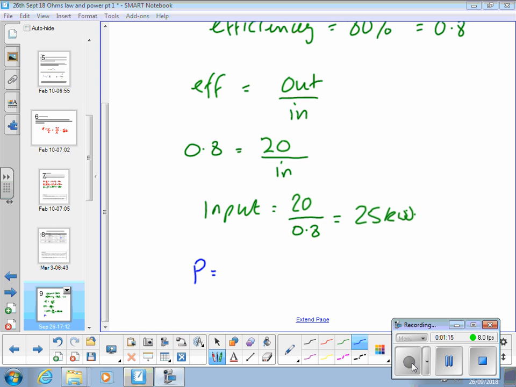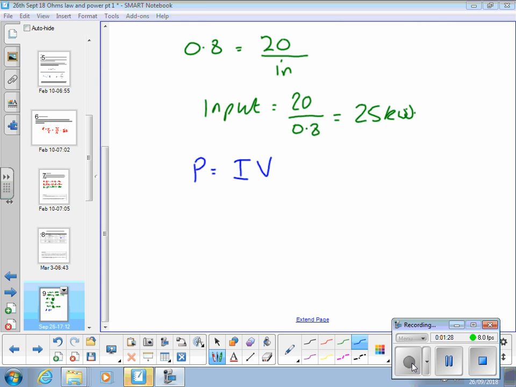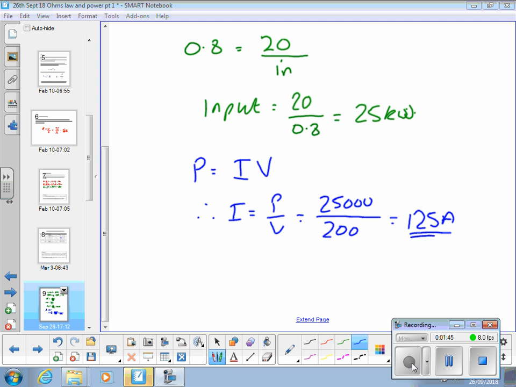What other value have I given you? V, haven't I? Voltage. So we've got power, voltage, we want current. IV then. Therefore, I equals P over V, 25,000 divided by 200, wasn't it? 125 amps. So I chucked a bit of a curveball in there because everybody should know efficiency is out over in.